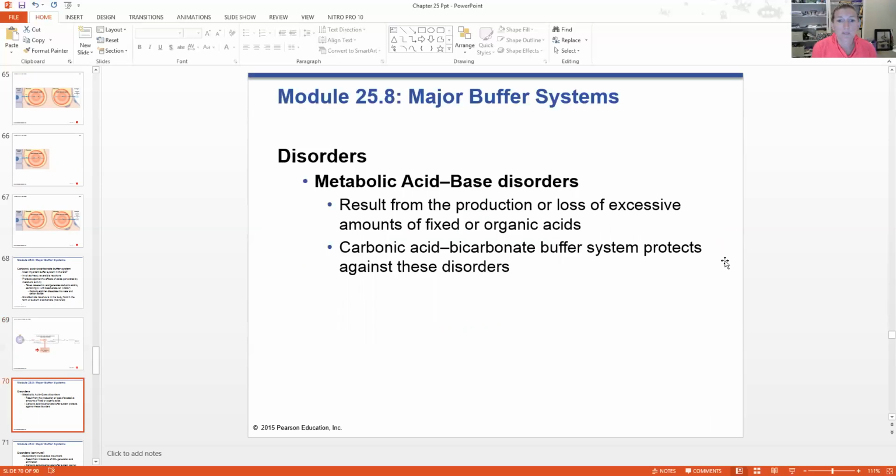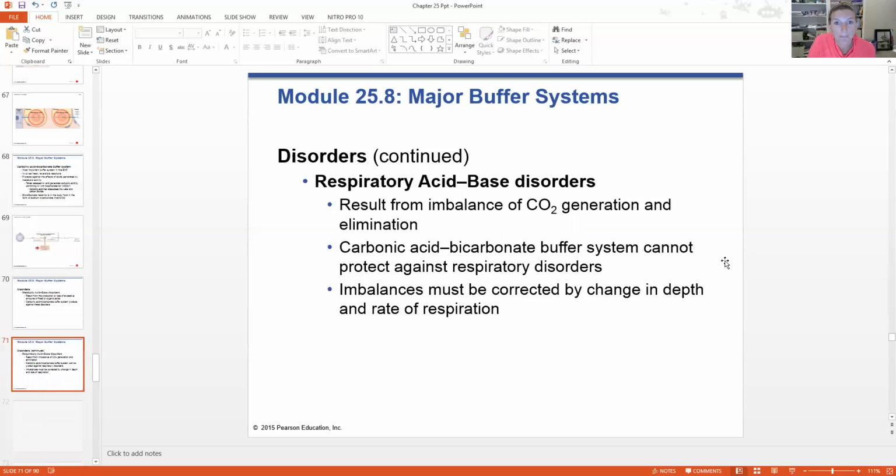All right, there are some disorders that are related to metabolism and acid-base issues. These typically result from having too much or not enough fixed or organic acids being produced and released. The bicarbonate buffer system is going to protect against those disorders, but obviously it can only work so well if the disorder is so extreme it can't keep up.